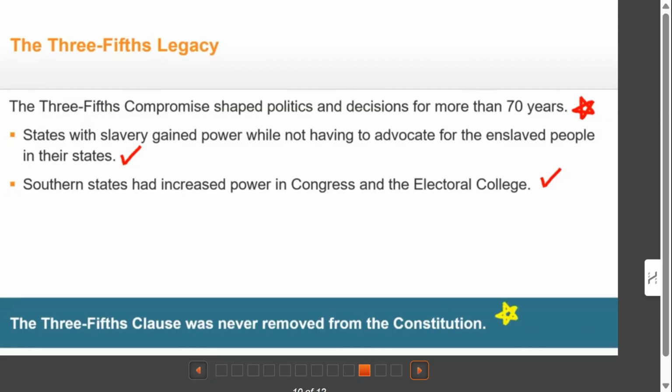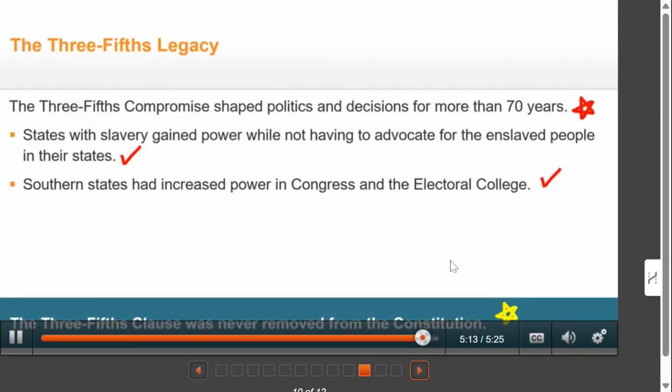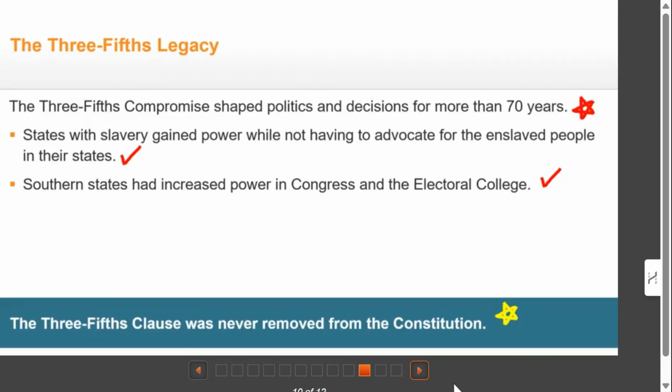The 3/5 Clause was never removed from the Constitution. However, the ratification of the 13th, 14th, and 15th Amendments after the Civil War ended slavery and granted citizenship and voting rights, making the clause no longer applicable. Now take a moment to check your understanding of the 3/5 Compromise.